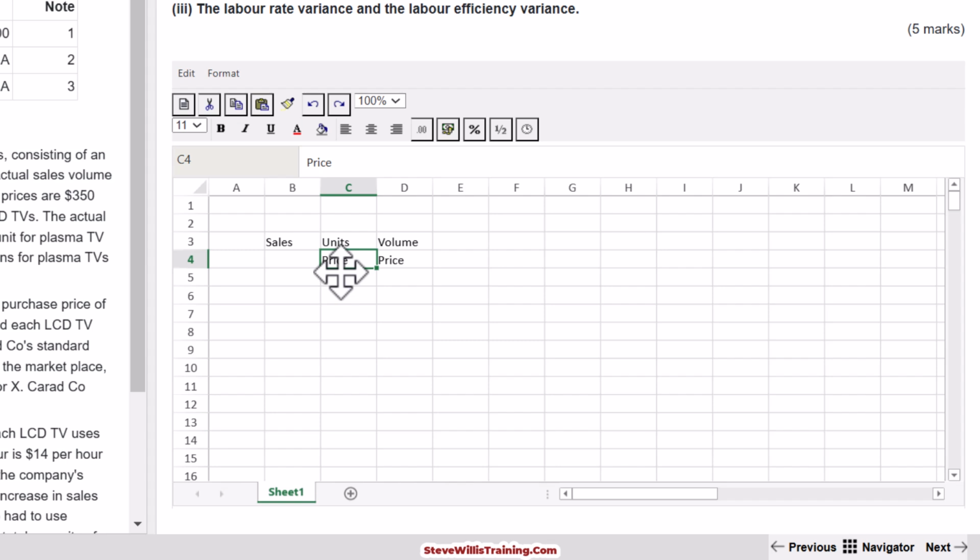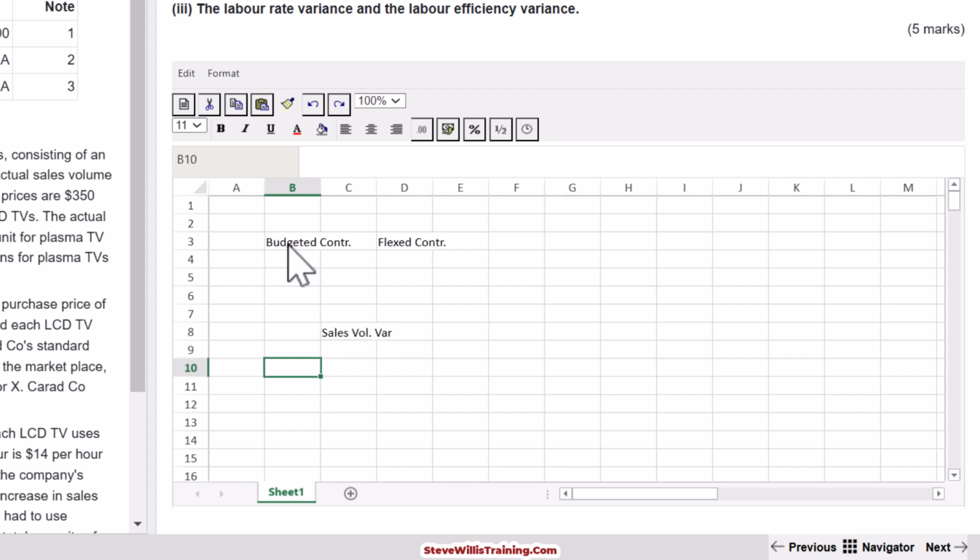Now that I've recapped those ideas in my mind, I can delete this, don't need that anymore. I can now set up my templates, and I recall that I need the budgeted contribution, and I need to compare that to the flexed contribution. The difference between those figures is the sales volume variance.